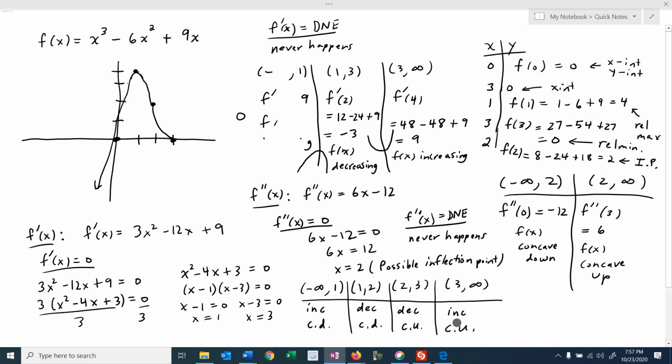Okay, and then once it gets to 3, it starts to increase in a concave up fashion. So it looks like that. It's increasing but concave up. And then if you want to just double check, this is the location of a relative minimum, like we have over here, and this is the location of a relative maximum. Okay, so that's just a rough sketch of it.